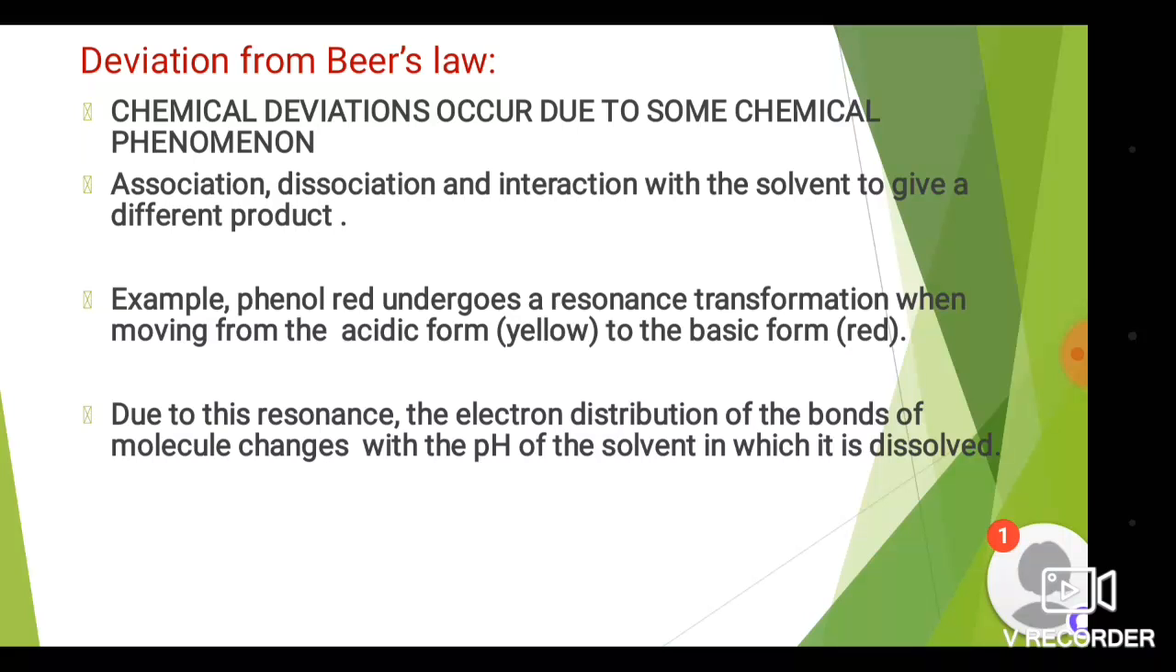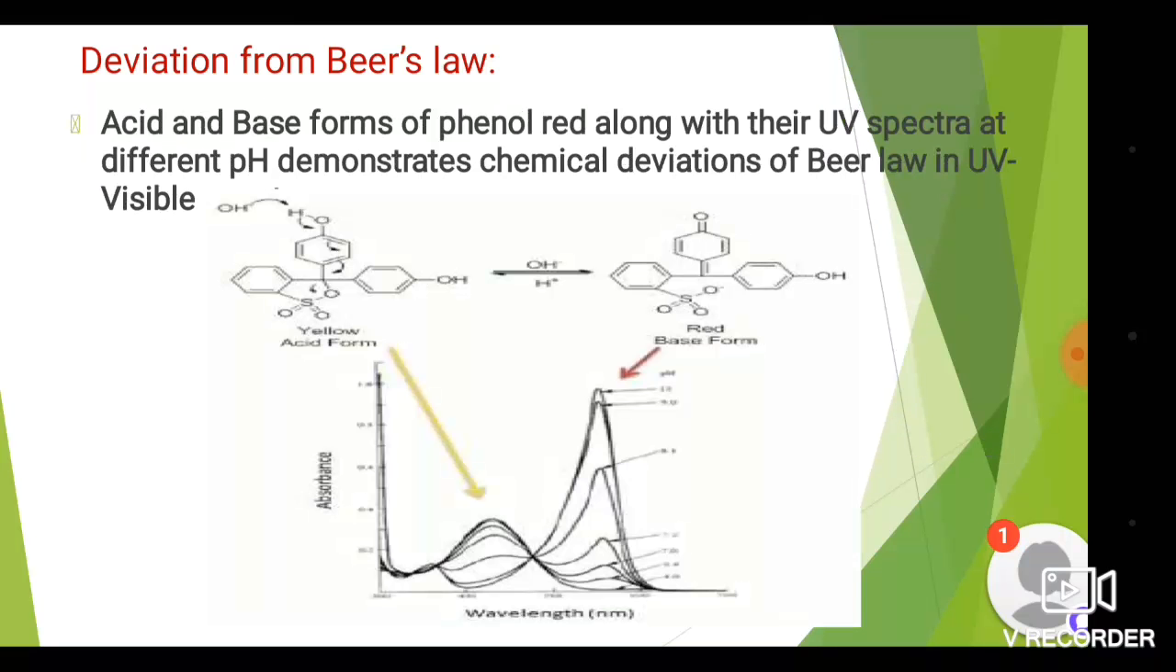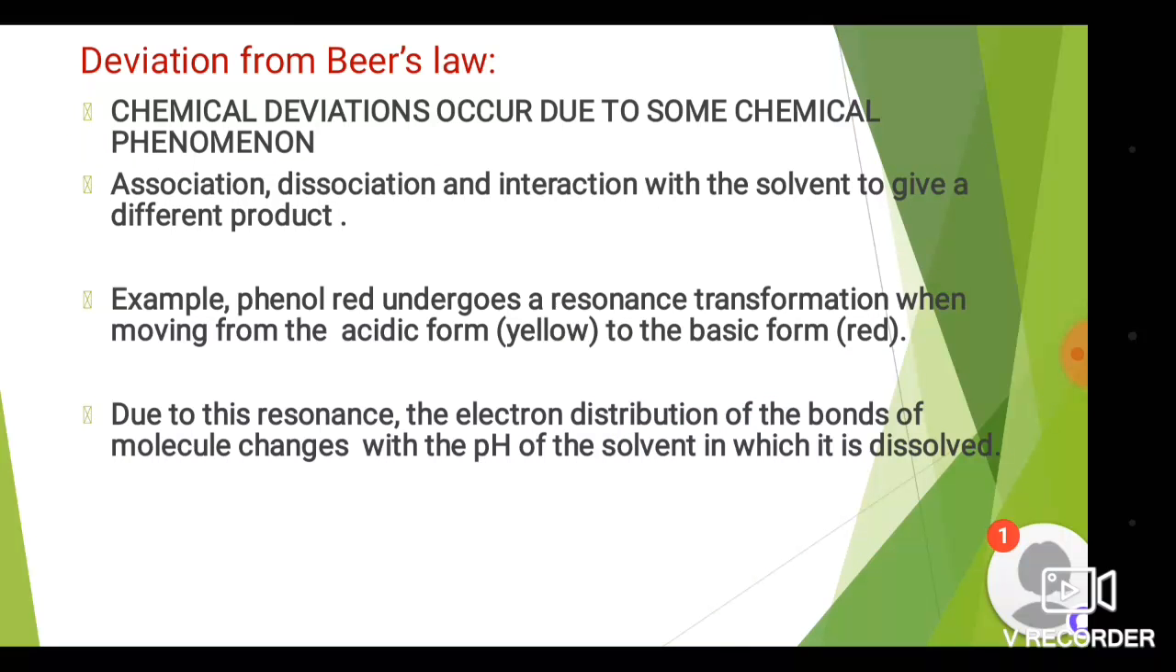So this is another effect that affects the absorbers, which indirectly affects the deviation, or it does not follow the Beer's law. An example of that type of process is that phenol red undergoes a resonance transformation when moving from the acidic to the basic form. In the acidic form it is yellow and in the basic form red. So absorption changes with the change in color.